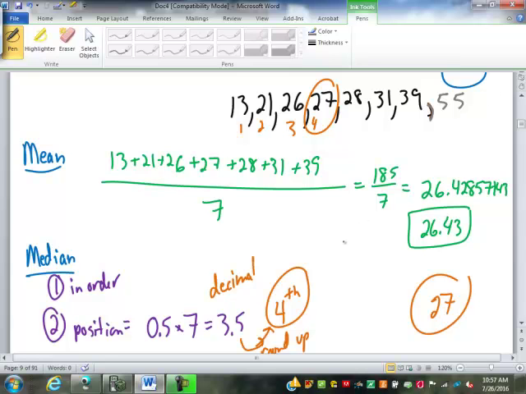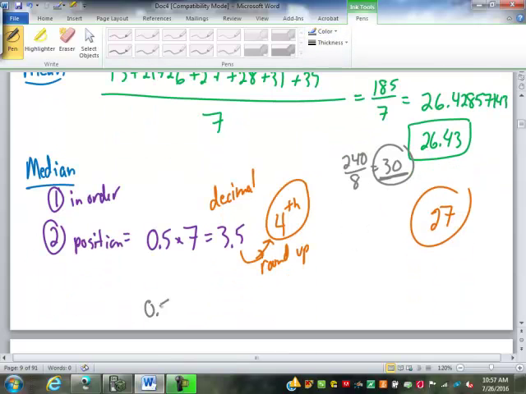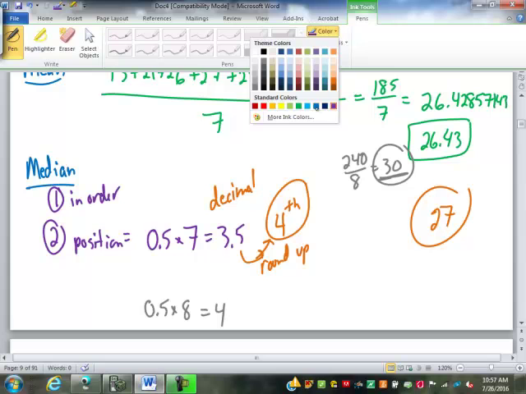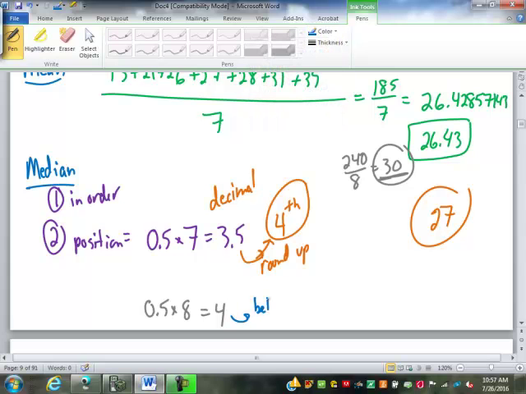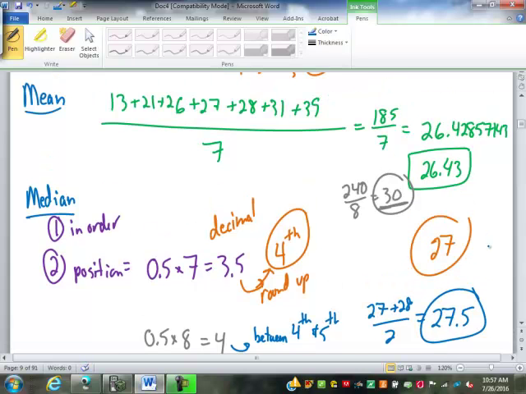Now this becomes 240 divided by 8. That becomes a 30, right? My mean is a 30. My median would be at 0.5 times 8 gives me a 4, which would be between the 4th and 5th, right? So that's between 27 and 28, which is 27.5. Which one changed more, the mean or the median?